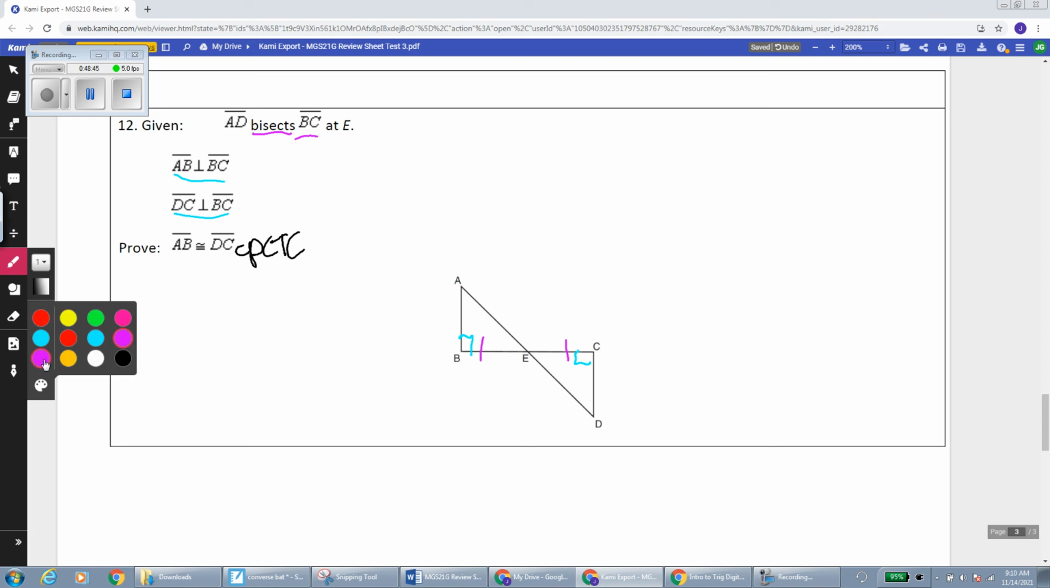What I would use here are the vertical angles. And now we have ASA. And from here, after we prove the triangles congruent by ASA, it's just one more step to prove that AB is congruent to DC by CPCTC. So let's write out this proof. You pause and write the given.